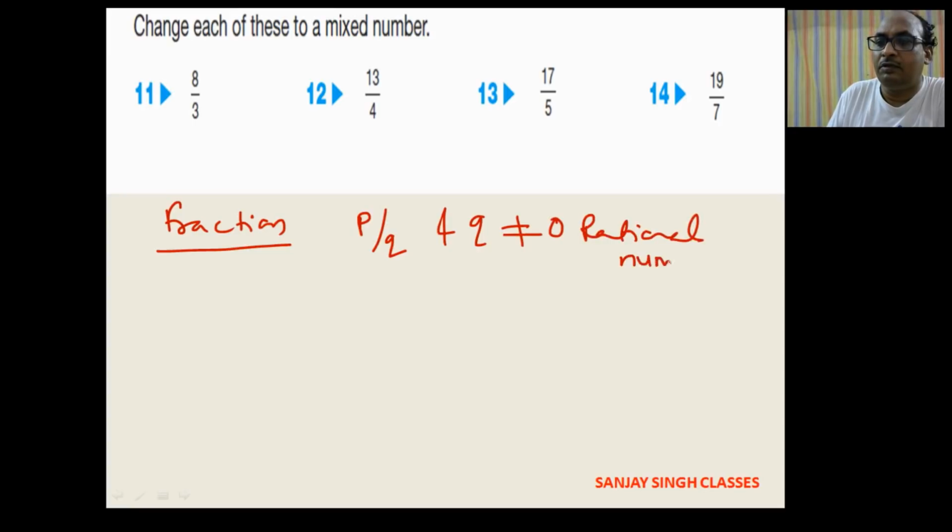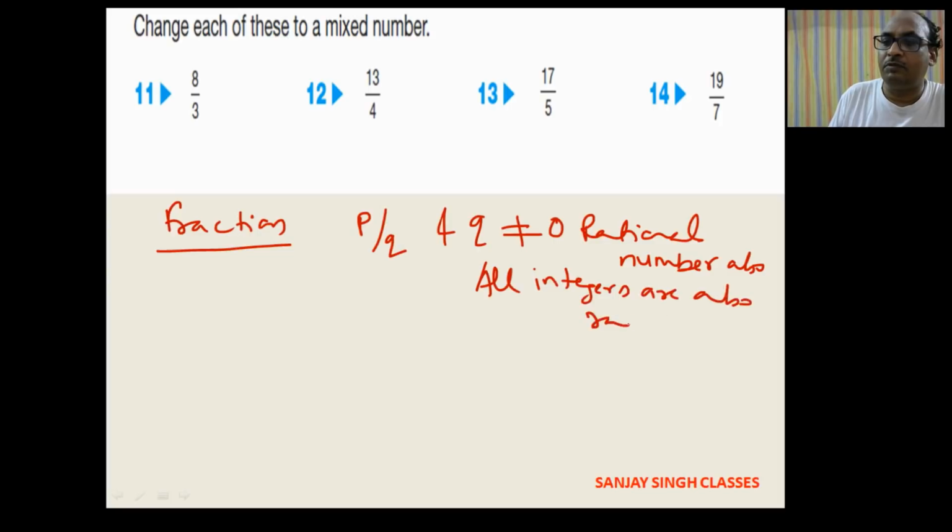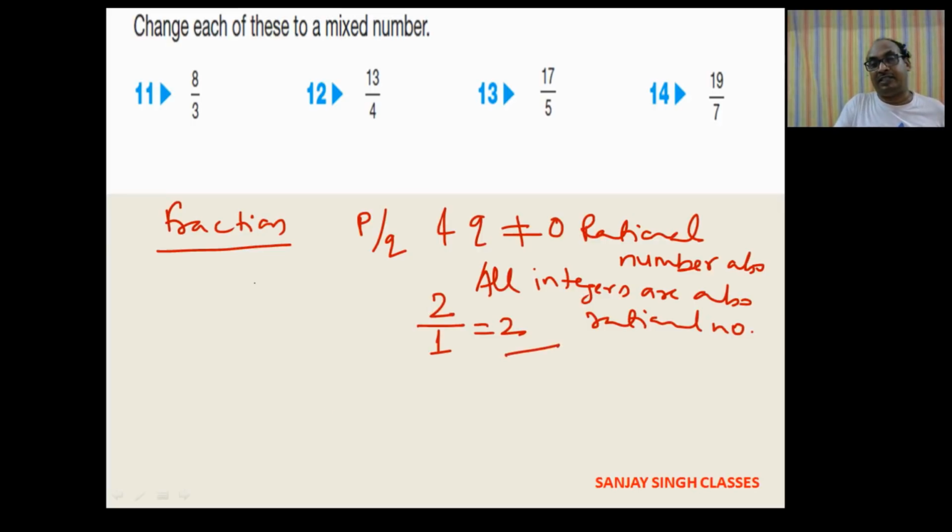Rational number also. But in rational numbers, all natural numbers, all whole numbers, all integers are also rational numbers. Even 2 is a rational number. How? Because it is divided by 1, so it is 2 only. So there is a difference between a rational number and a fraction.